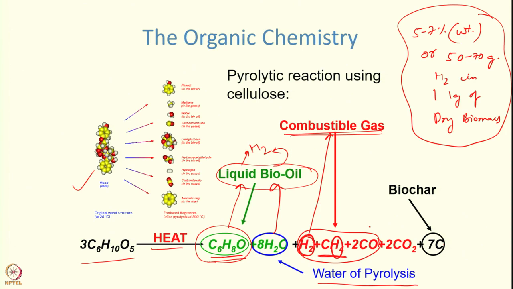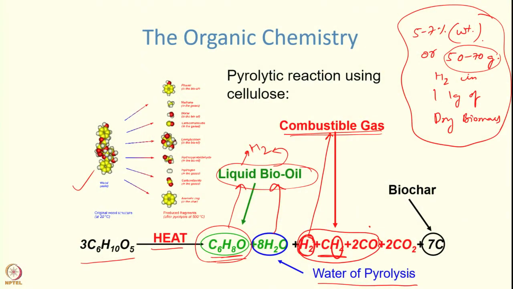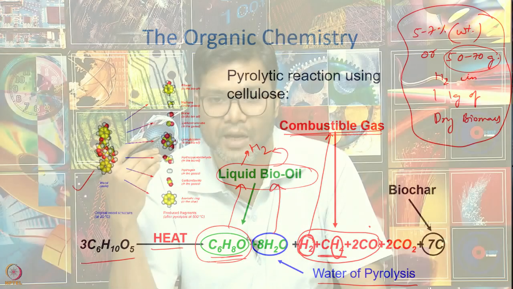So that we will take up in the next module, and we will discuss the more industrial or effective way of harvesting the hydrogen, or at least we want to go up to 50 to 70 grams, whatever hydrogen is there, we want to extract that. And can we extract more than this also? Can we get more? This we will try to understand in the next module.